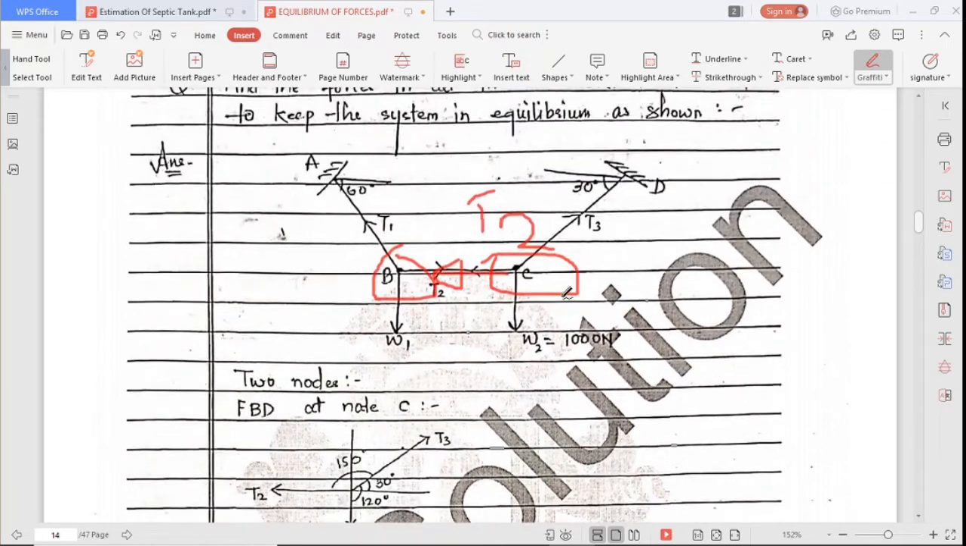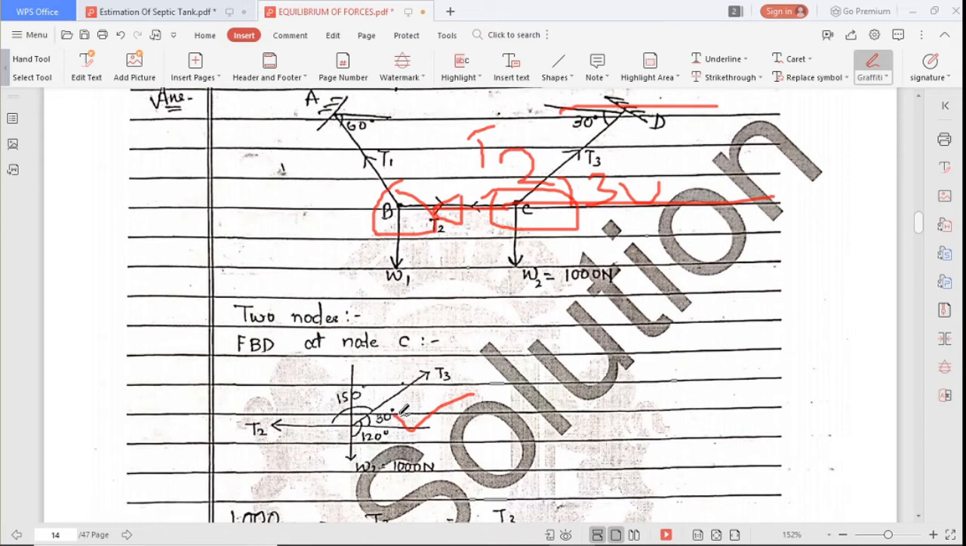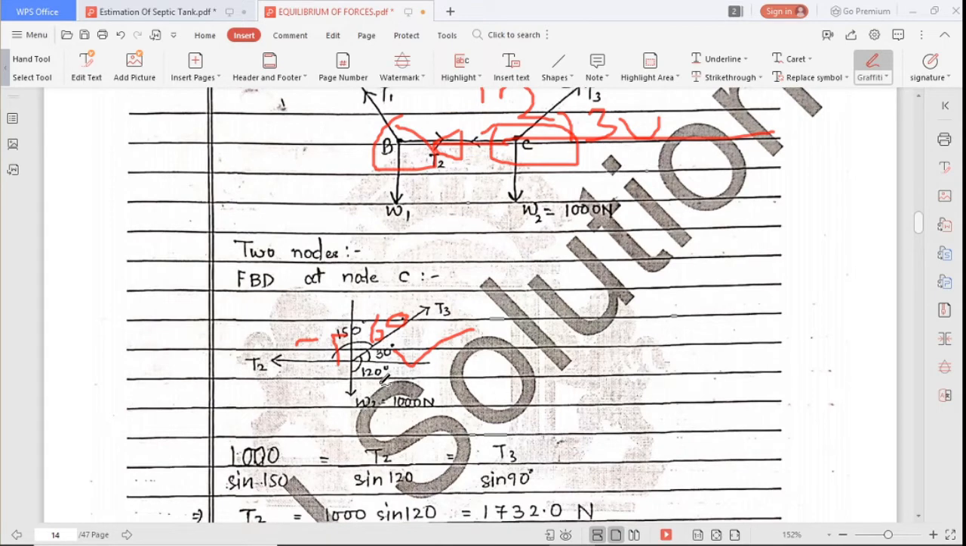So see here T3, this triangle has an angle of 30 degrees, so they are parallel. So this is an alternate angle, this is 30 degrees, so the same 30 degrees is written. If this is 30 degrees, 90 minus this is 60 degrees. Okay, so this is 90 degrees, so 90 plus 60 is 150.